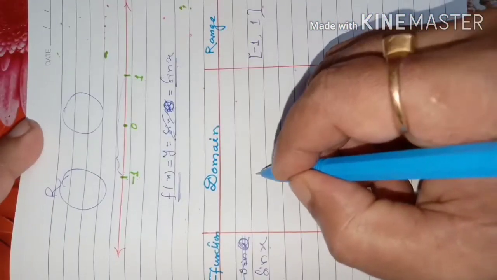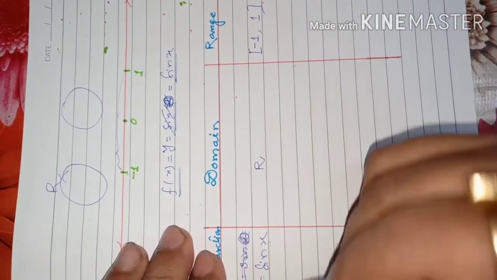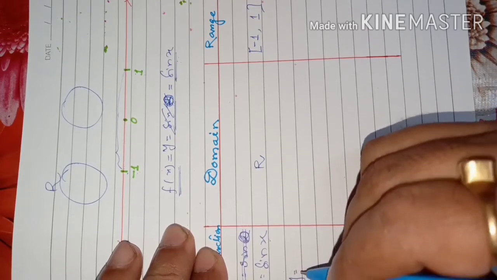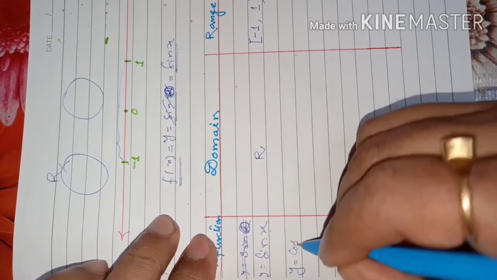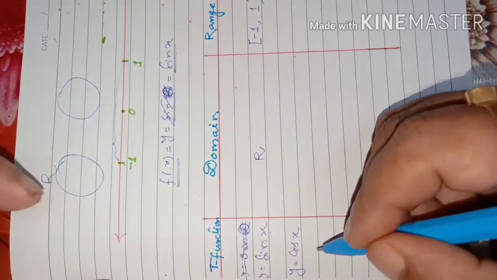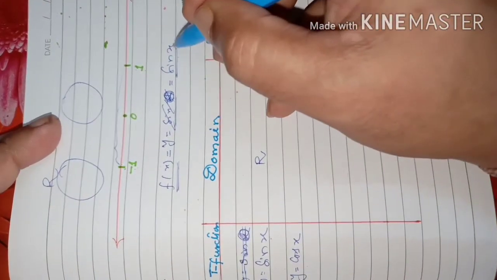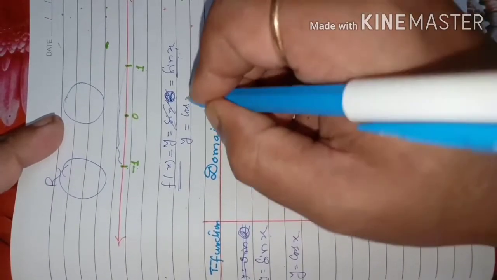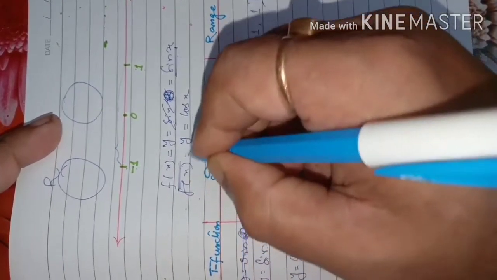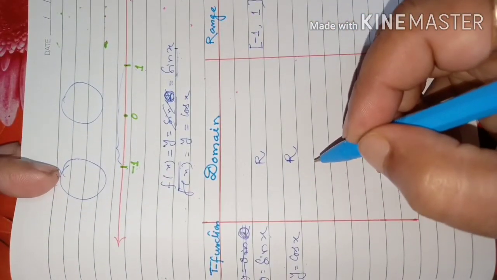Then what is the domain that I said here? The domain is real numbers. Any real value x can take, R. Then y equal to cos x, or f of x equal to cos x. For this function also, since cos can take any real number, x can take any real number here. If y equal to cos x, then the domain will be real numbers.